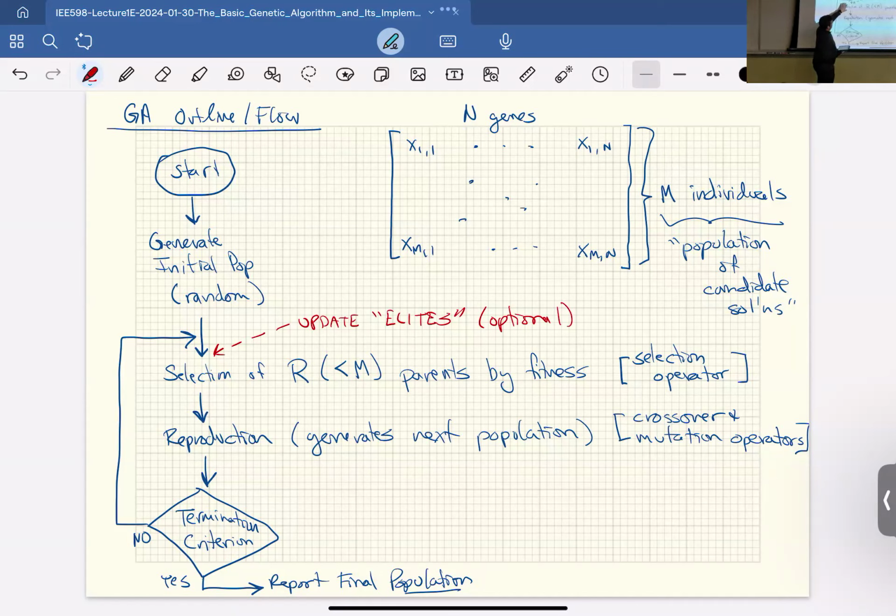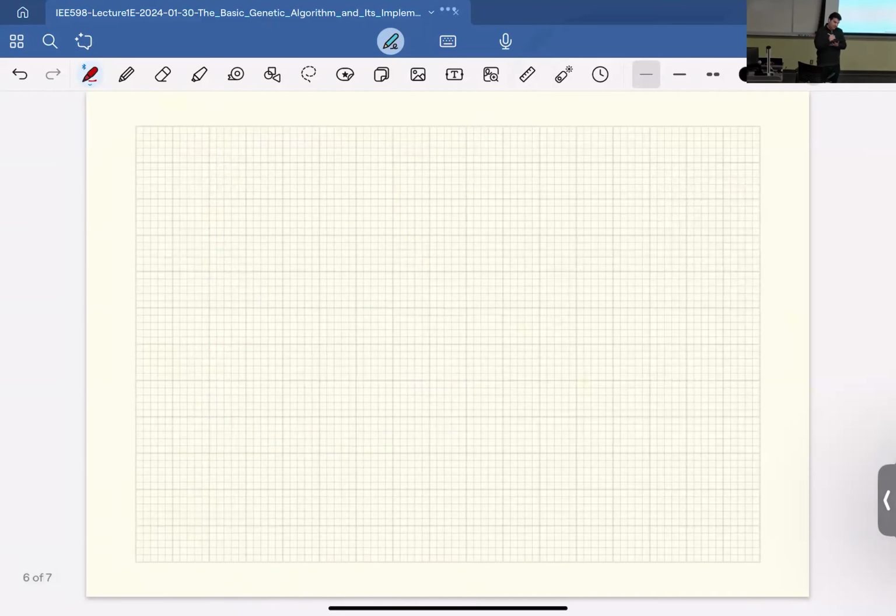So population, pick the best parents by fitness, choose which parents go on to reproduction, reproduce from those parents to fill out the rest of the population, and iterate. So what does that population look like then? So if we start with this population, we've got M individuals, and it's always, in this simple GA, M individuals.